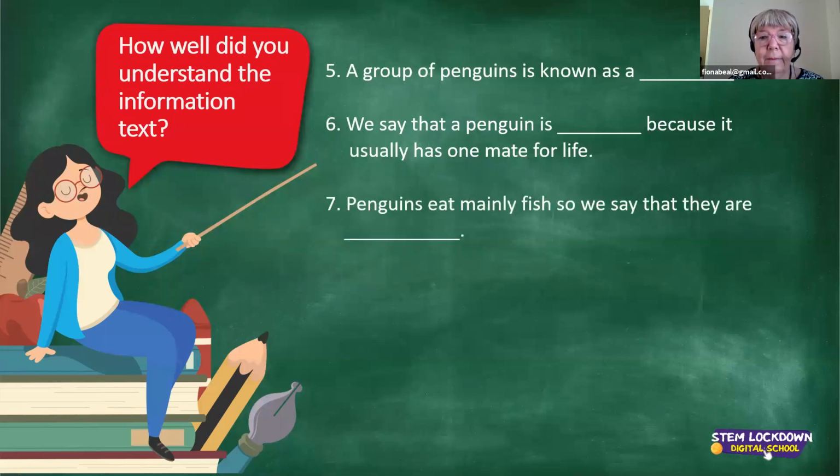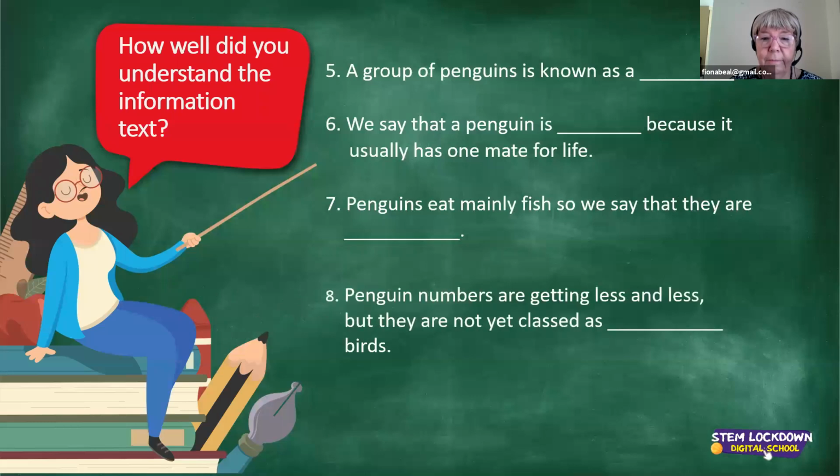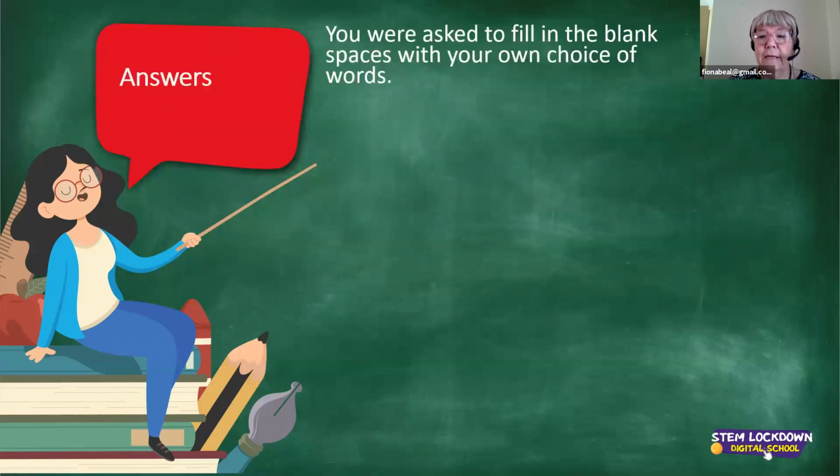Number 7. Penguins eat mainly fish. So we say that penguins are something. What do you call an animal that eats mainly fish? Number 8. Penguin numbers are getting less and less. So they're not endangered, but they are not yet classed as something birds. Right, there's the 8 sentences. Let's see, mark your own work.